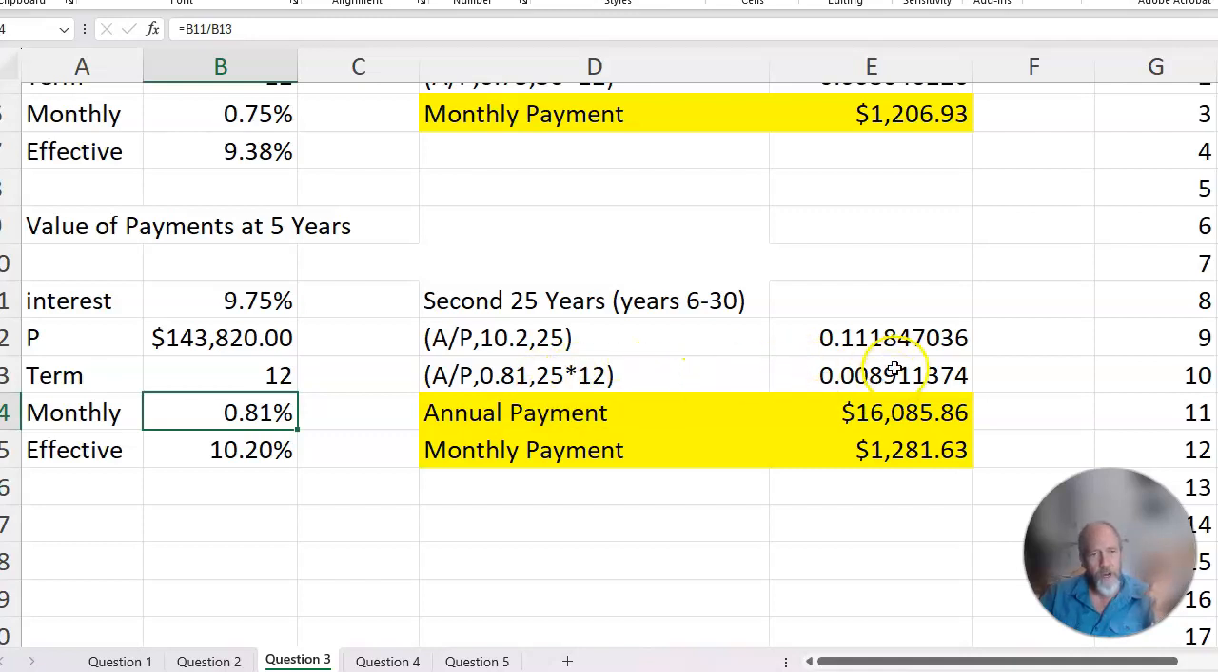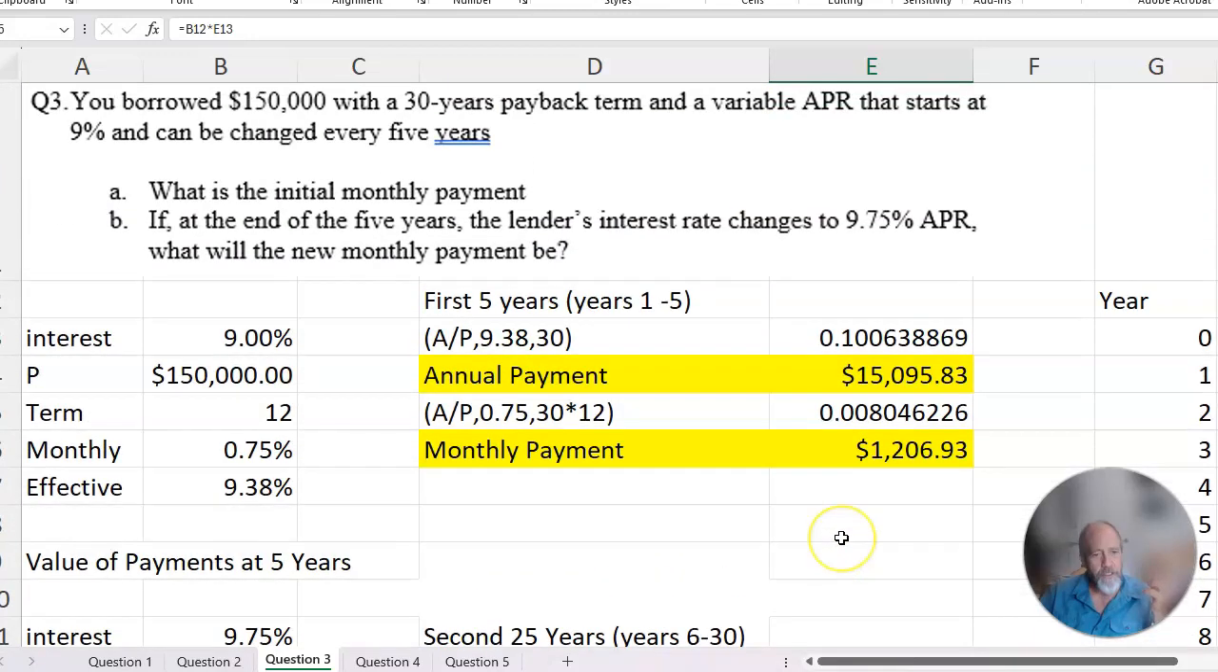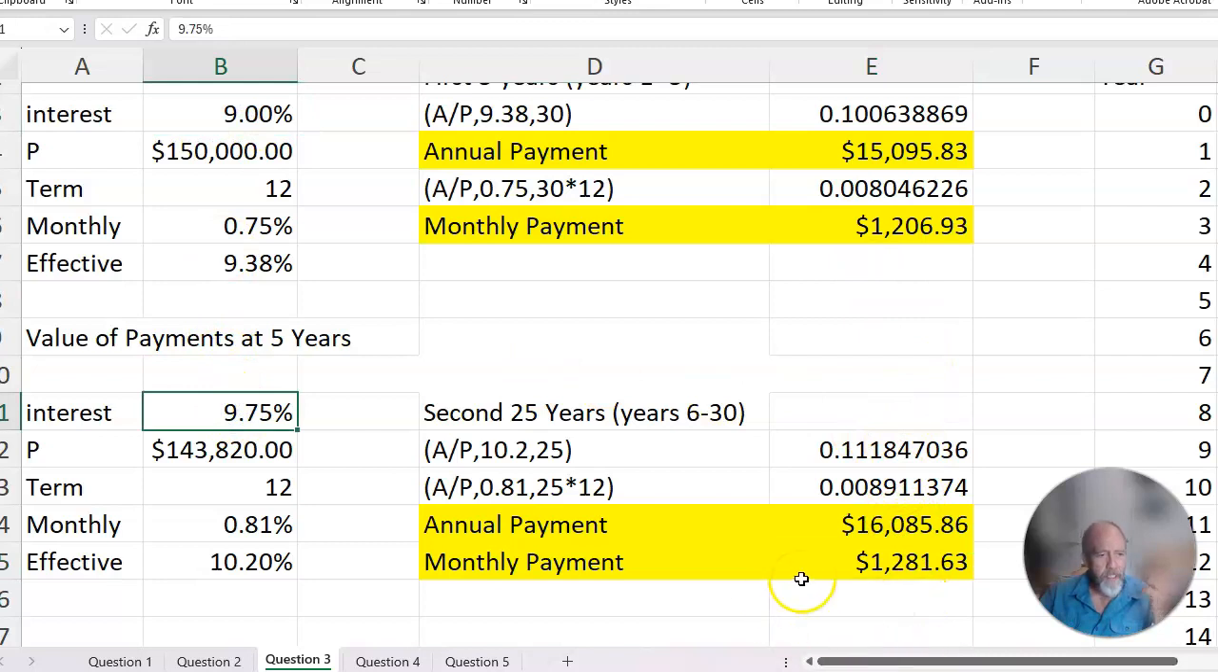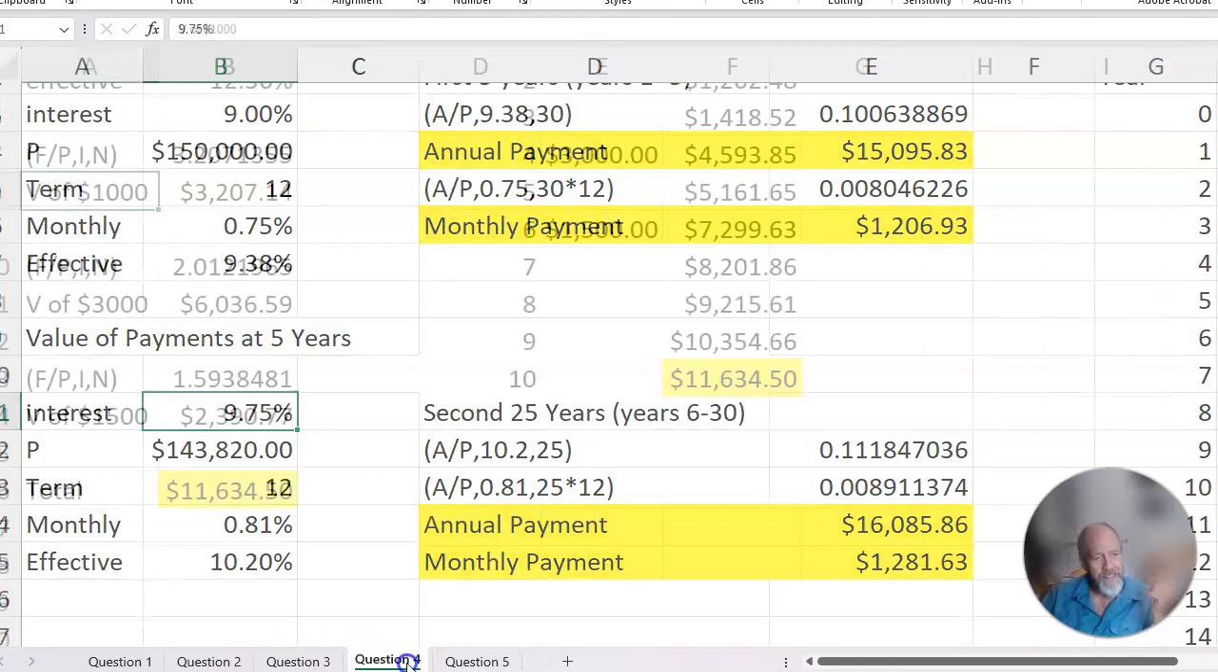So 25 times 12, that's going to give me that A over P, which gives me a monthly payment of $1,281.63. As you can see, it doesn't go up by a tremendous amount. That interest rate changed from 9 to 9.75. However, it does jack the payments up for those people with variable APRs. That's what happens. But you're going to be paying those extra $75 a year, it looks like, roughly, for the next 25 years.